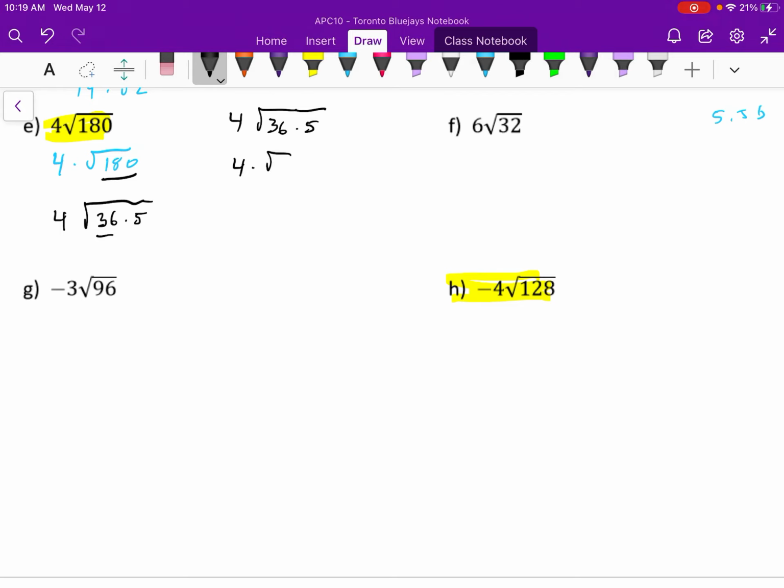I can split that up into 4 times the root of 36 times the root of 5 by the multiplication property. And then the root of 36 is 6, so it's 4 times 6 times the root of 5. 4 times 6 is 24, and root 5. Now root 5 I can't simplify anymore because it's simply an irrational number.